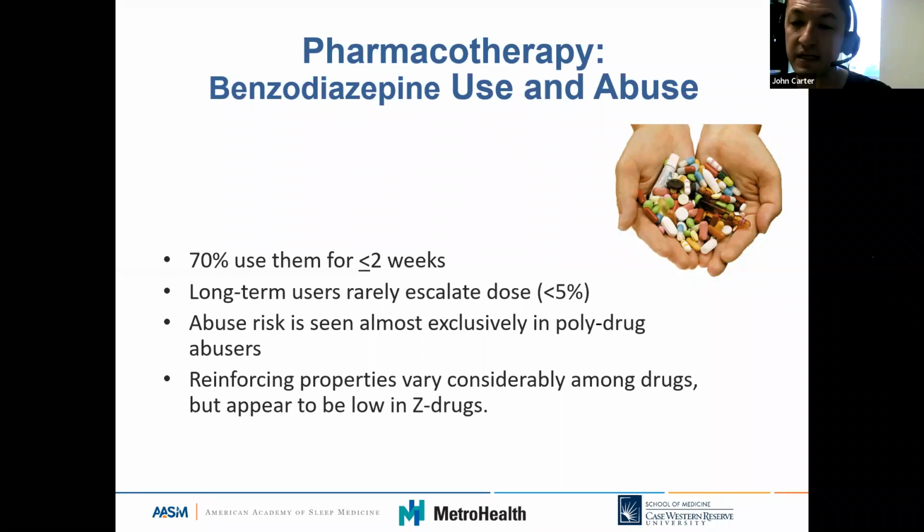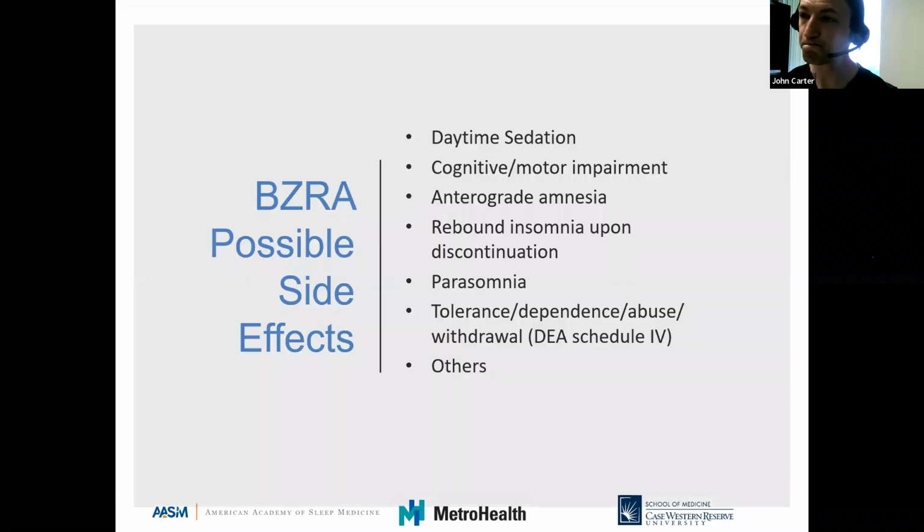Fewer than 5% escalate the dose, and people who do escalate the dose are almost exclusively people who have a history of other substance use and abuse disorders, particularly alcohol use disorder. Actual abuse, again, is almost exclusively seen in polydrug abusers. And in the Z drugs, reinforcing properties are relatively low. Certainly they can be habit forming, but much less magnitude of concern than we often make it out to be.